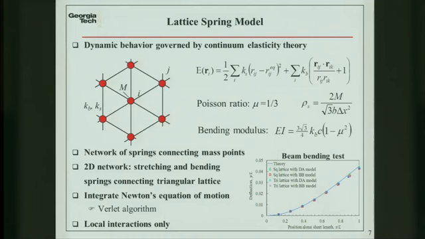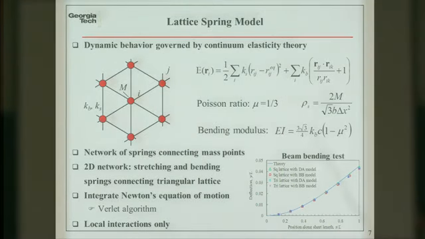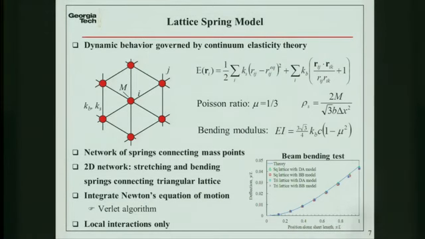We can calculate the bending modulus. We can calculate the Poisson ratio for the system. The thing is that it matches linear theory very nicely. We can show it here. So we have a simple model which can reproduce the elastic behavior of a cantilever. And to integrate the dynamics of the system, we just solve Newton's equation of motion using the Verlet algorithm, the same as we usually do with any molecular dynamics code. Okay.